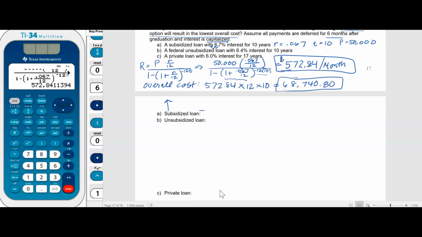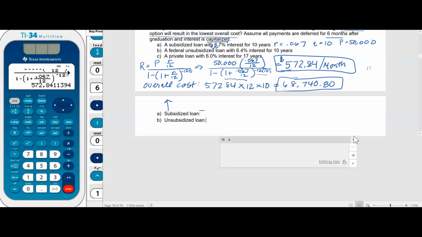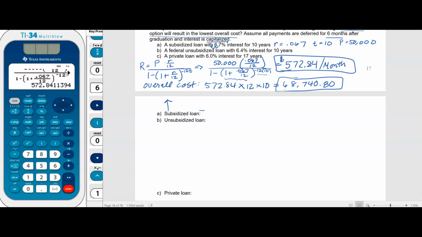Okay, so with the unsubsidized loan, Part B, we've got interest accruing while the student is in school because the government is not paying that loan. So I'm just going to write that out here and jot that down. So we've got interest. Whoops, my pen looks like it stopped working there. Let me see if I can get this. There we go. Interest accrues and is added to the principal.